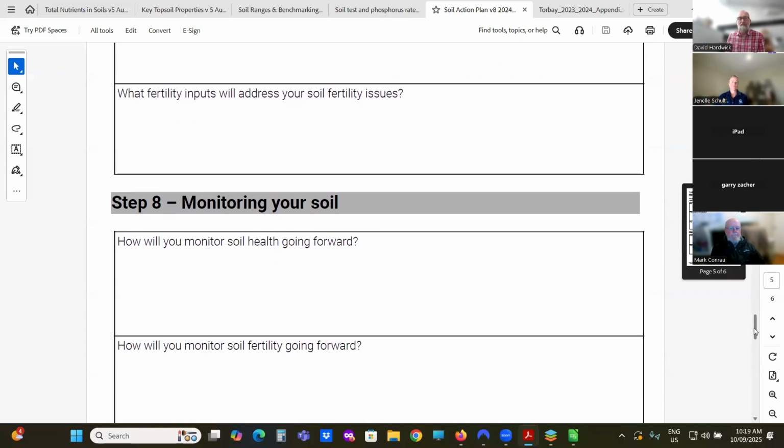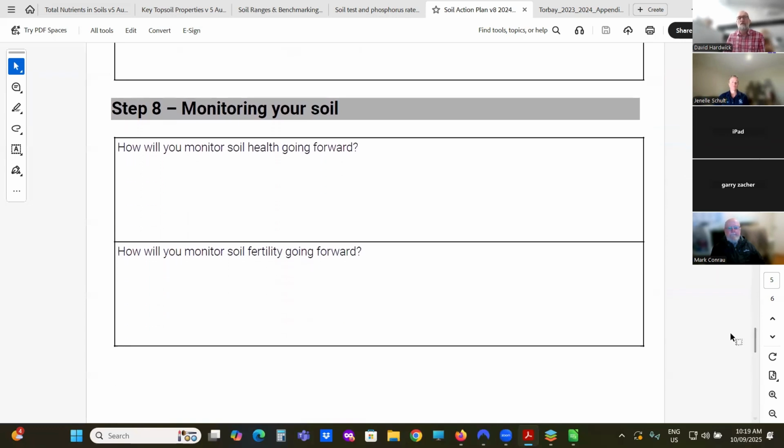And the last step is to really think about how you're going to monitor your soil going forward. So are you going to use soil tests every year or every 2 or 3 years? Are you going to go out with a spade and look at the soil from time to time? Just have a clear think about how you're going to monitor your soil, because your soil is one of the most important assets in your business after the people.